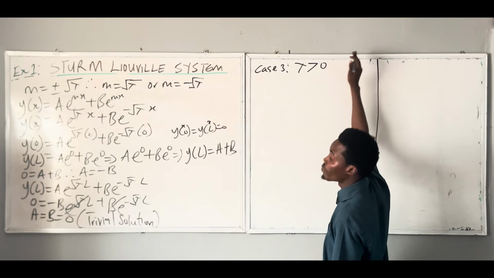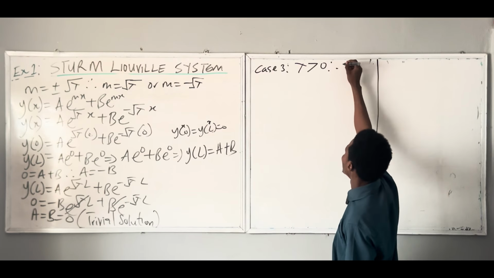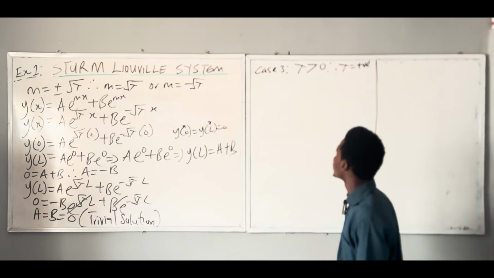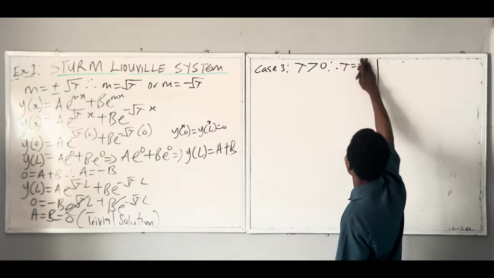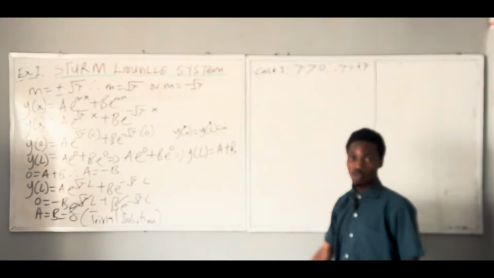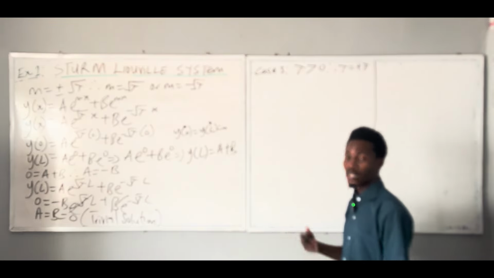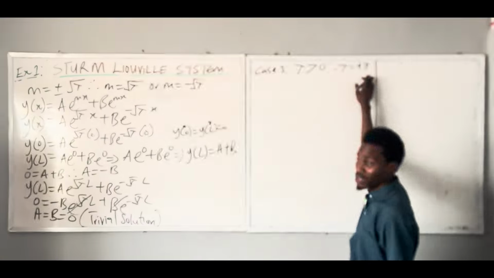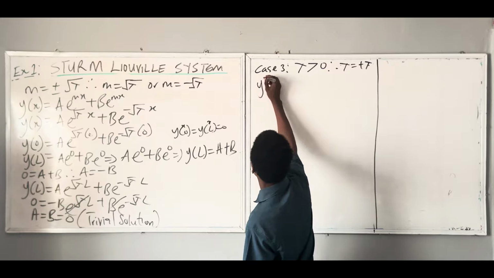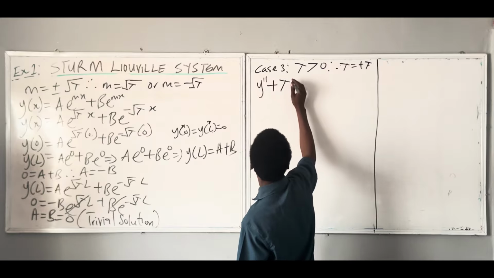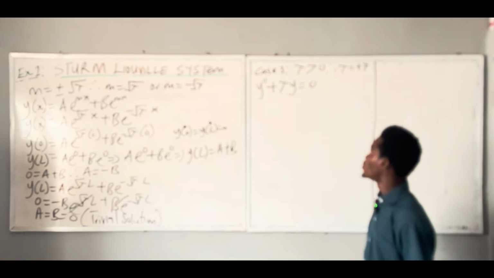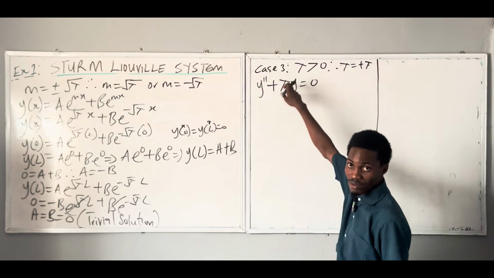So yeah, my lambda is positive. So it means my lambda is plus lambda. Whenever I see lambda, I will go to my Sturm-Liouville problem that I was given already and substitute plus lambda. So y double prime plus lambda y is equal to 0. This is my Sturm-Liouville problem. So when lambda is plus lambda, I'm going to have the same thing.